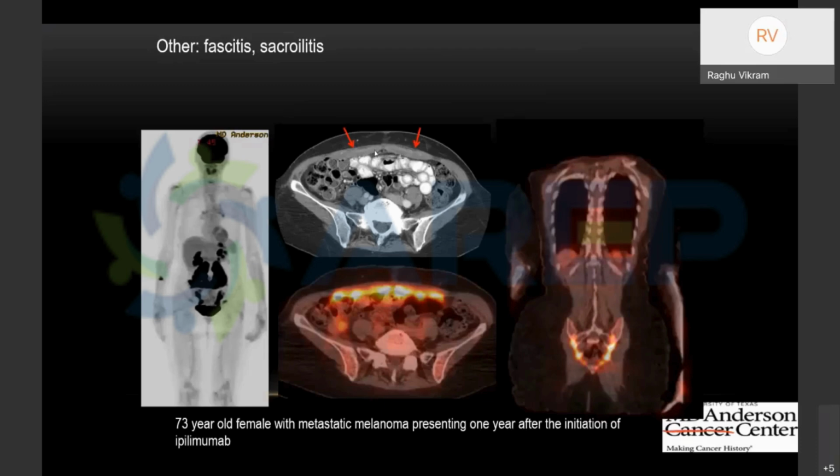Not only does this patient have fasciitis, but also has sacroiliitis. This is all related to immunotherapy. So you either withdraw immunotherapy or add corticosteroids, and these symptoms resolve.